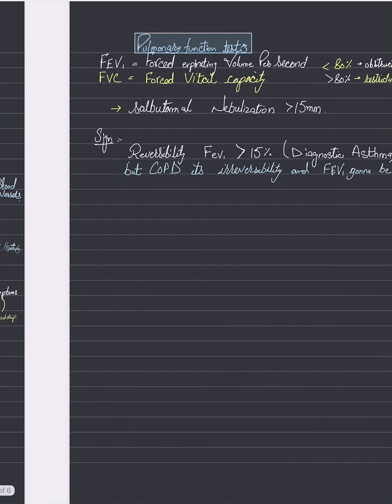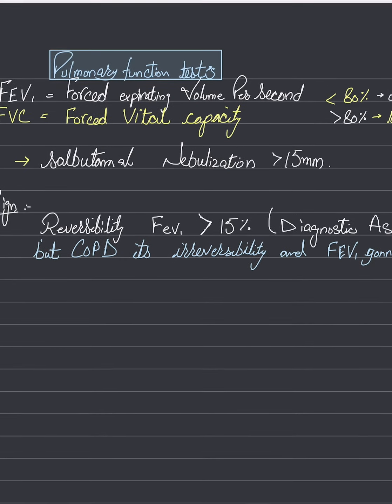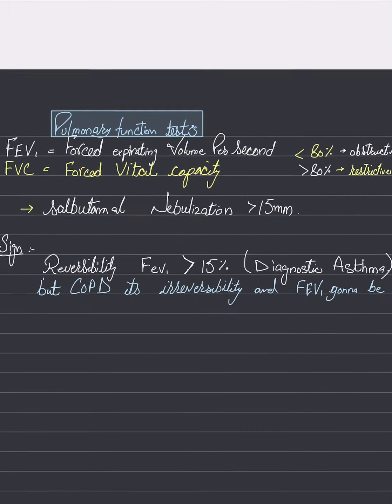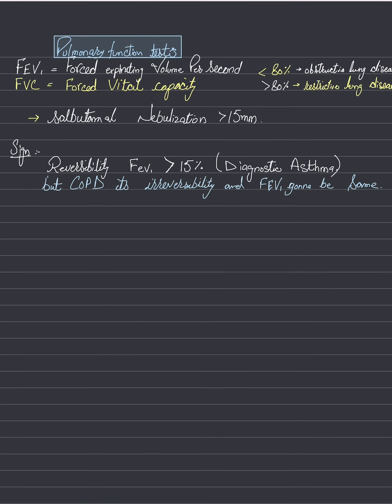And one more test you can do is the pulmonary function test, PFTs, and it's a really important test. You have to do it, and it's really cheap and easy to do. First we see FEV1. What is that? Forced expiratory volume in one second, and FVC, forced vital capacity. If the patient has less than 80%, it means it's an obstructive disease.